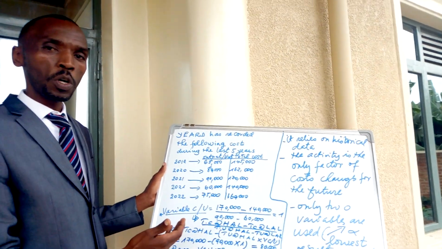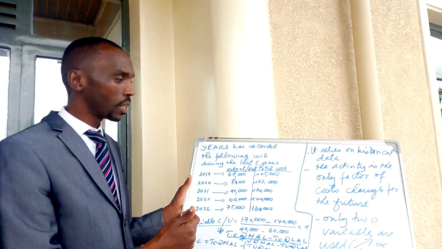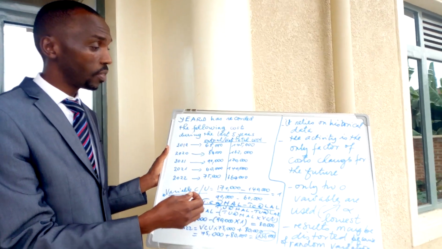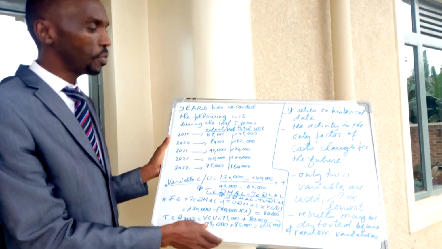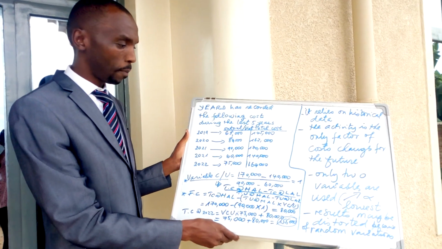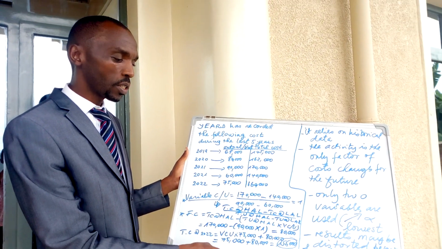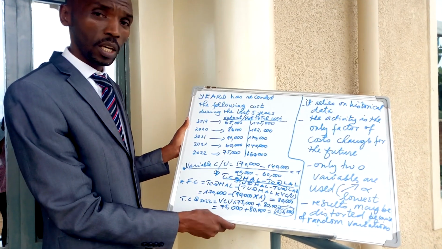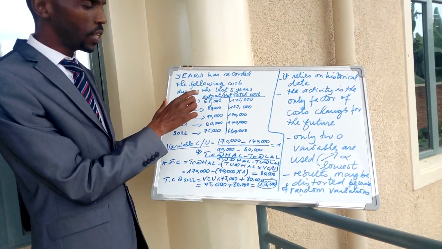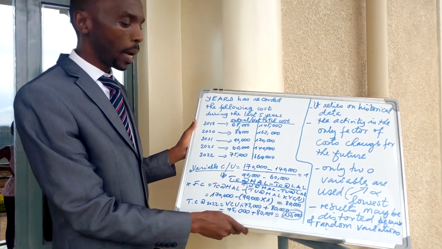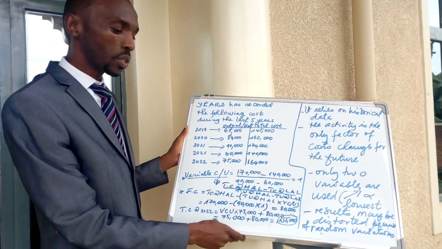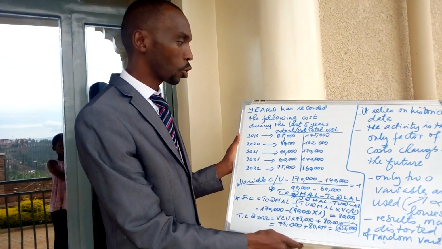You remember among the disadvantages or the demerits of the method, we said that it only relies on historical data. So if the historical data are not given, or the predicted data are not given, it's harder for you to calculate the total cost. Number two, activity is the only factor of the cost changes for the future. Then number 3, only 2 variables are considered or used. You remember here we use the highest and the lowest. The result of this calculation might be somewhat distorted because of random variation.